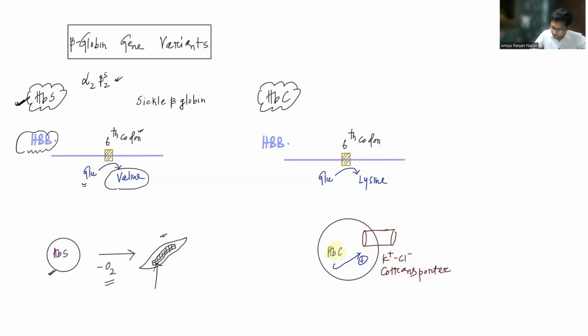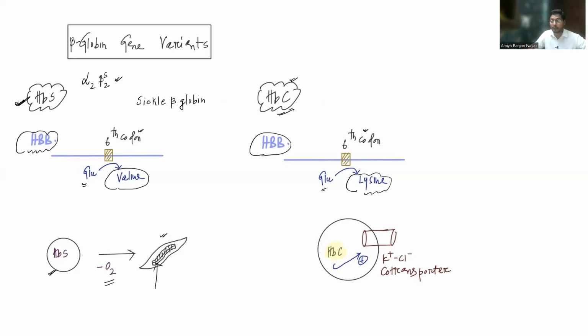Now we'll see what will happen whenever there is hemoglobin C. This is also a variant of beta globin. In this condition, what happens? In the beta globin gene, at exactly the same site, the 6th codon, the glutamate will be converted to lysine. So if the glutamate is replaced by valine, they will make the HbS. If the glutamate is replaced by lysine, they will make the HbC, hemoglobin C.